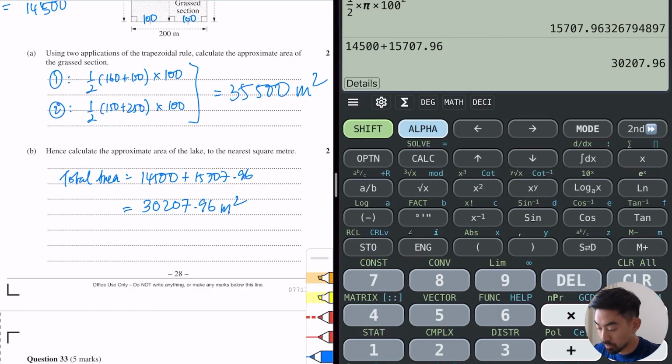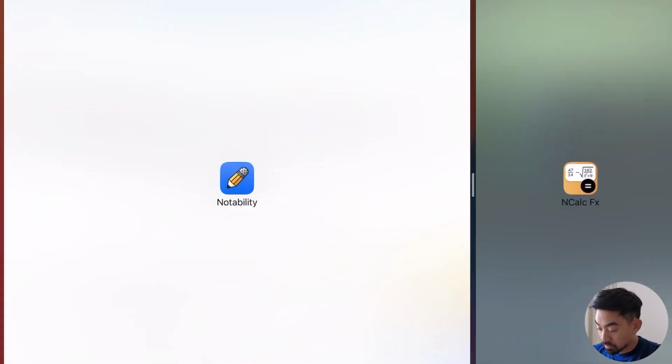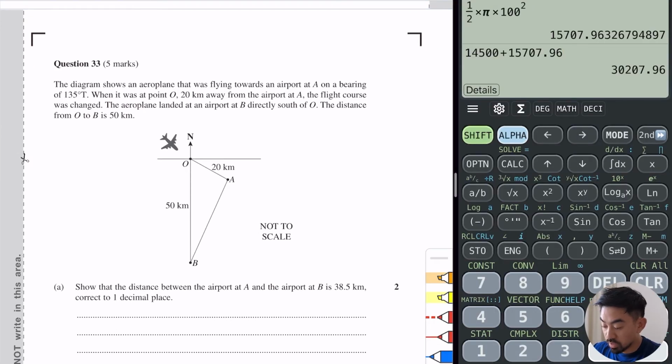Okay, moving on. All right, bearings. So the diagram shows an aeroplane that was flying towards the airport A on a bearing of 135 degrees true north. When it was at point O, 20 kilometers away from the airport A, the flight course was changed. The aeroplane landed at airport B directly south of O. The distance from O to B is 50 kilometers. So it's gone from here to here, and it's also changed course to go to B.